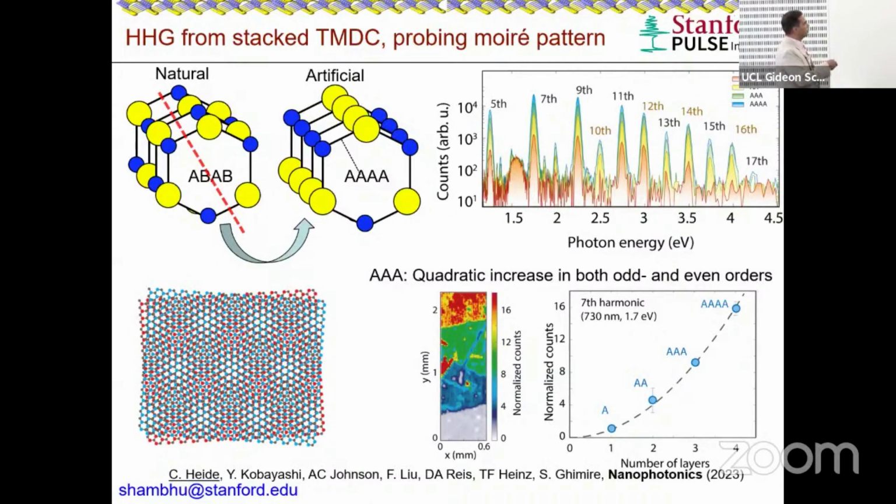Just to make it clear, this is the natural configuration. Naturally in this system, you have alternate layers rotated by 60 degrees, so this molybdenum goes to this place. So when we take every single layer, peel it off, rotate it by 60 degrees and put them together, this is the artificial AAA configuration. We measure the harmonic intensity as a function of the number of layers, and you see this nice quadratic increase in the harmonic intensity as a function of number of layers. This is what we have done so far.